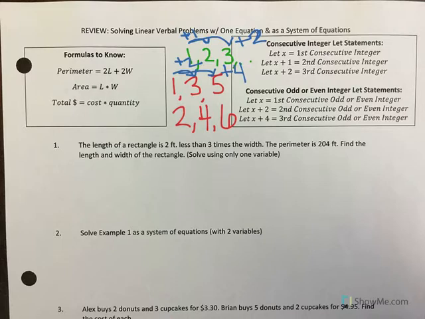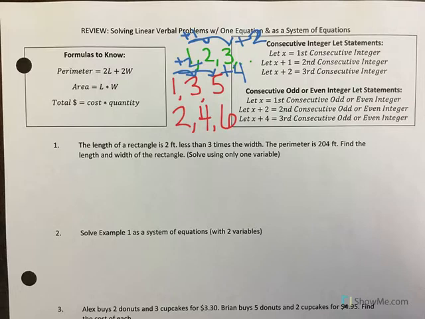Okay, so for the first example, we're going to solve this using just one variable, which just means one letter. So we have the length of a rectangle is 2 feet less than 3 times the width. The perimeter is 204 feet, and we need to find the length and width of this rectangle. And again, it says solve using only one variable.